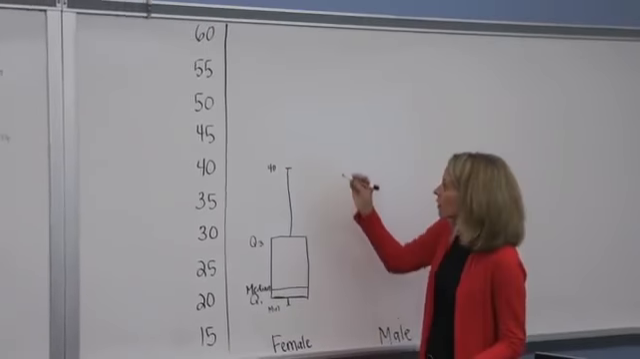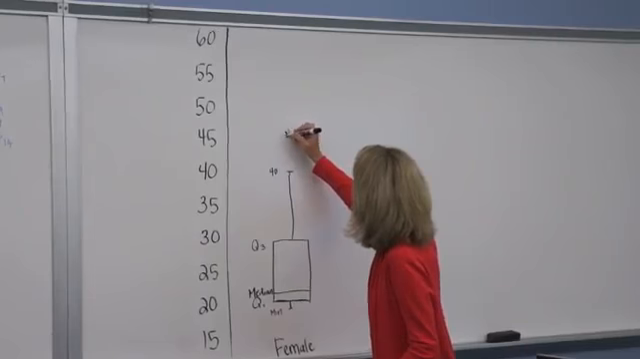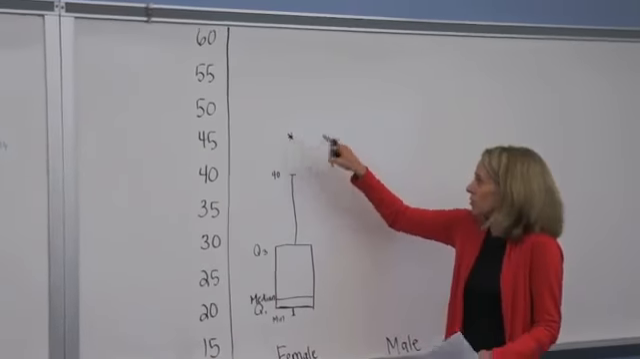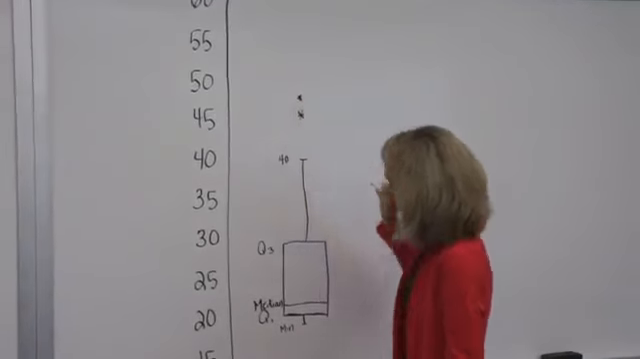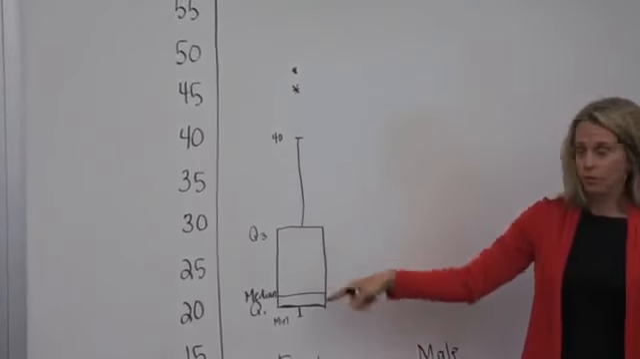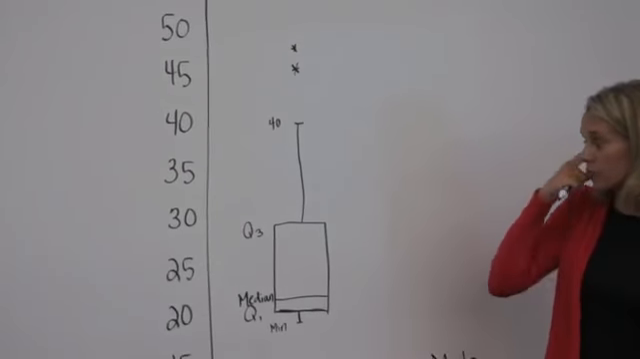And then we had 2 outliers. One was at 45, so I'll denote that with an asterisk or a dot, and the other was at 47. And so that's what the box plot would look like for the set of female data.